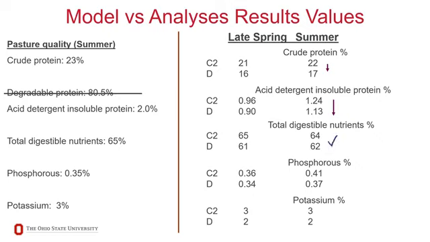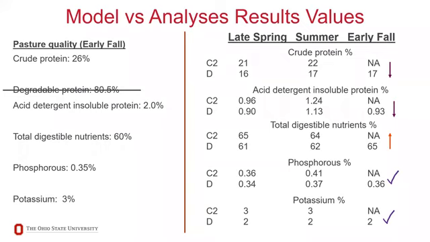TDN is now closer. So for summer, it seems that the model is getting closer to the real values overall. Phosphorus and potassium were also good here for summer. And then we have early fall results. We don't have it for C2 there, we have it for D.